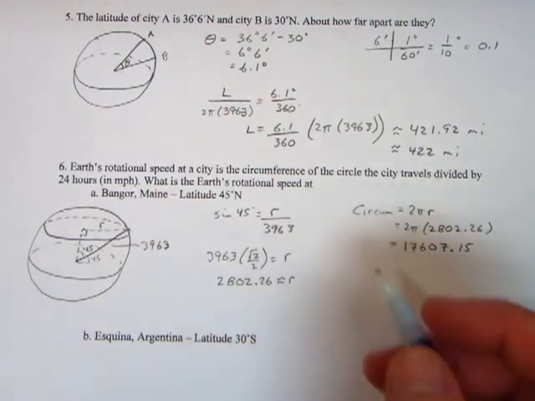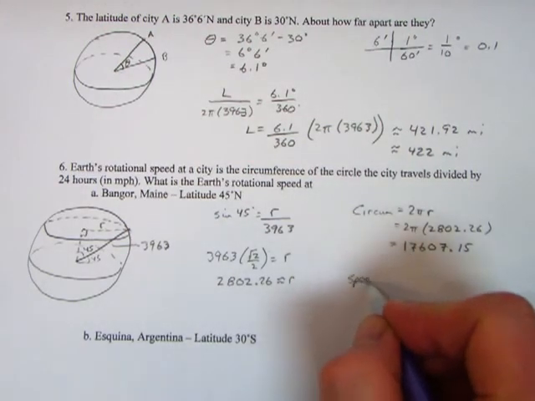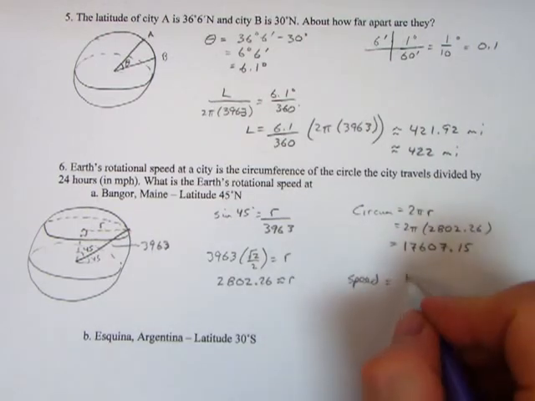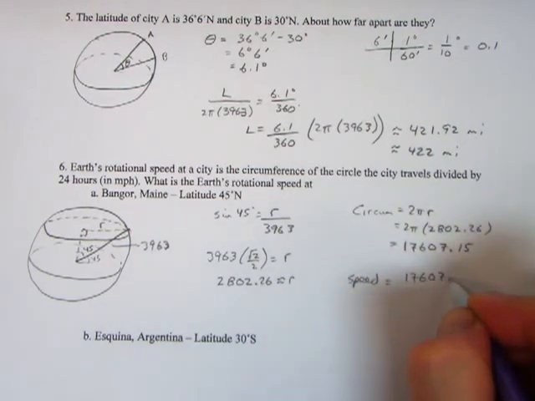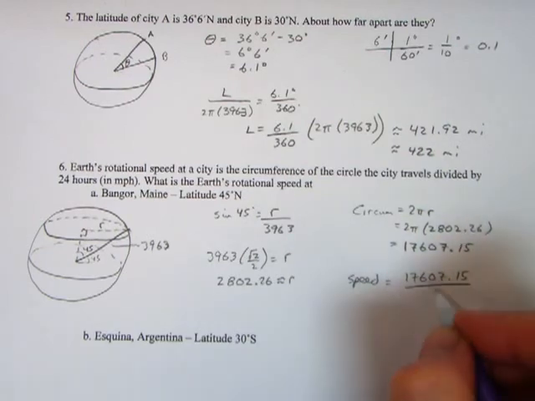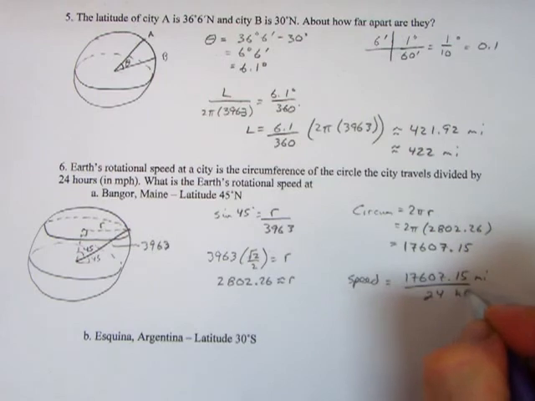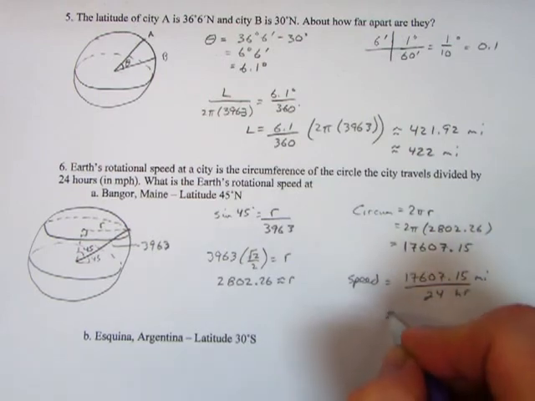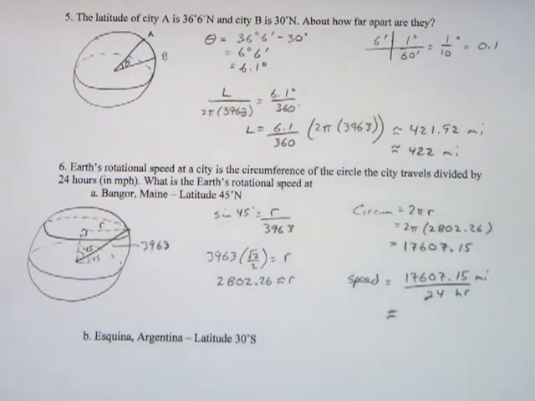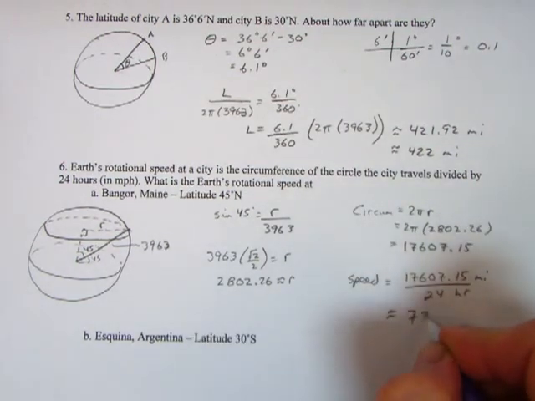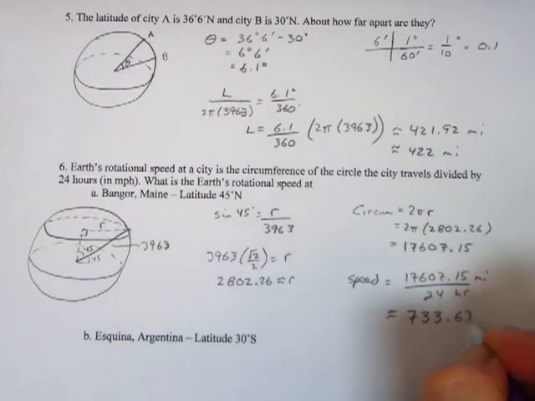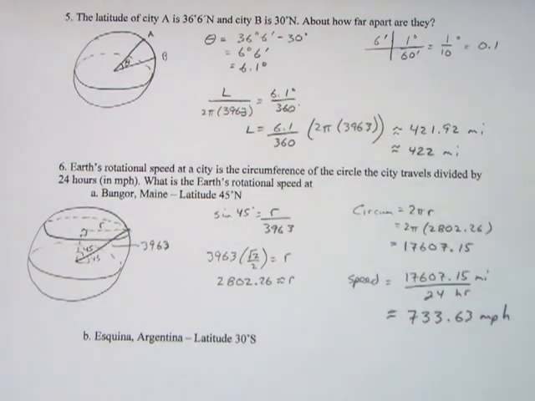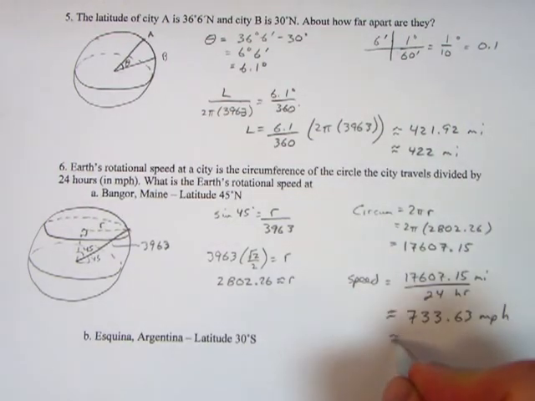So now what does it say that we're going to do? Our speed will equal that distance, 17,607.15. Again, I'm going to just use the whole number on the calculator, and we're going to divide it by hours. This is miles, we'll divide it by 24, so we'll get 733.63 miles per hour, or about 734 miles per hour.